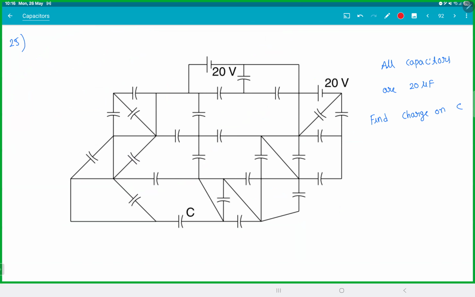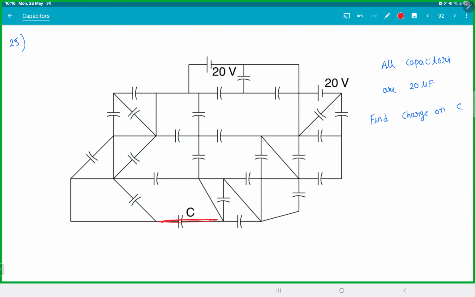What do you guys think? I'll tell you the idea. See, find a path where in that particular path, this is the only capacitor and everyone else is a battery. What would happen in that case? Imagine if this was the only capacitor and if everything else was battery.